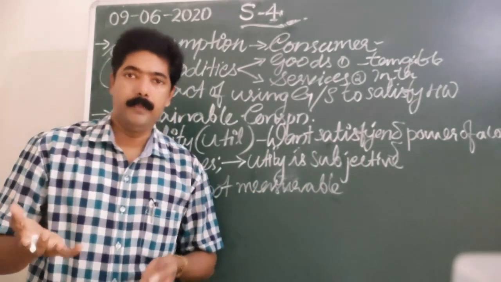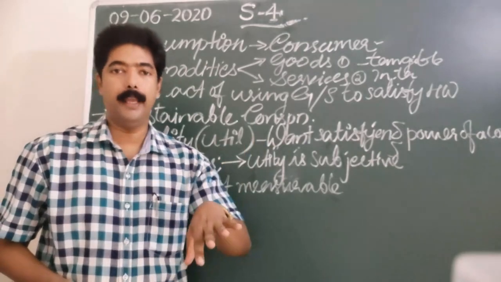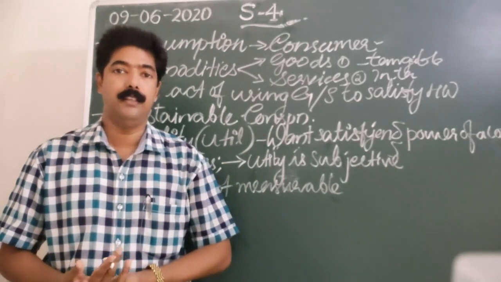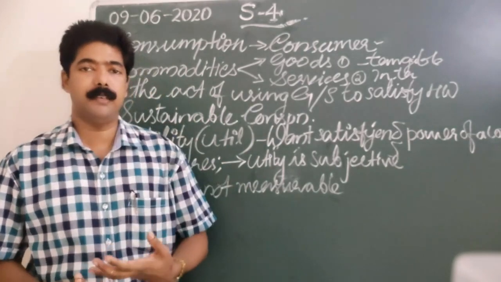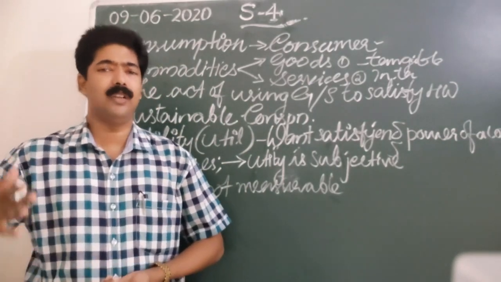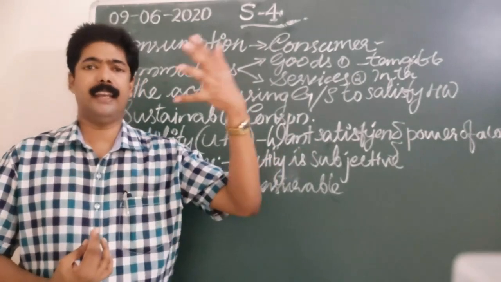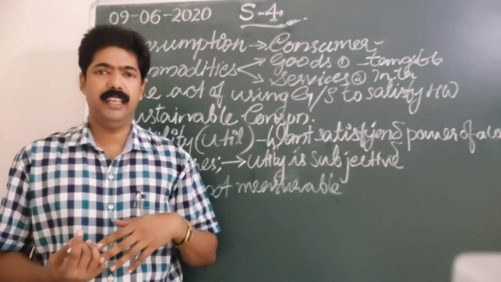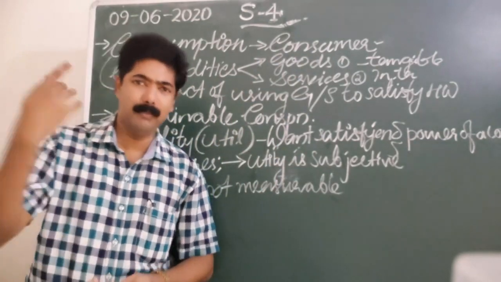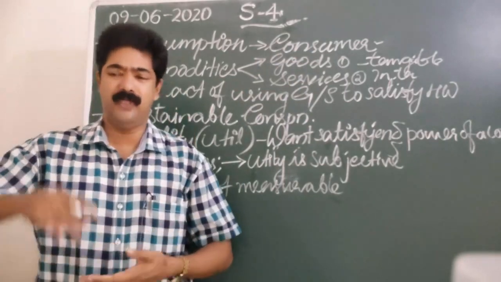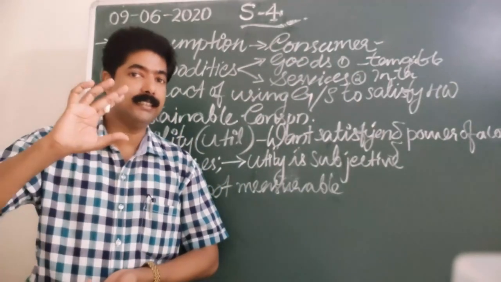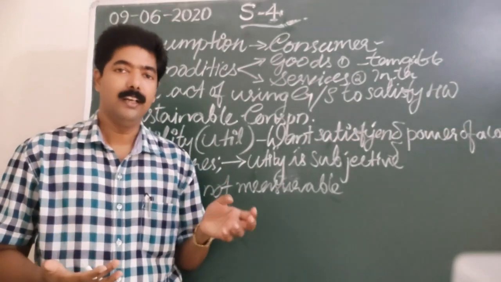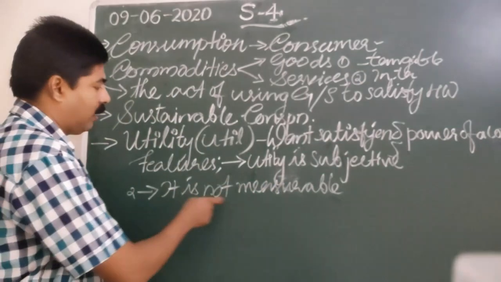Utility changes from person to person, place to place, time to time. In an emergency situation, your utility, your satisfaction, may be high. Sometimes you are not in need, yet you are compelled to eat or do something, even if it is not necessary, so your satisfaction is very poor. So this varies from time to time, person to person, goods to goods. So it is not measurable.